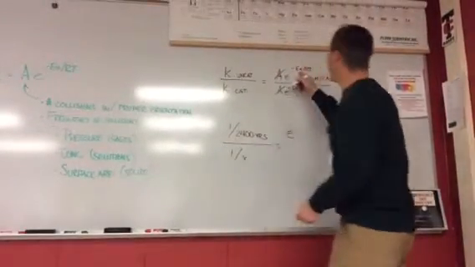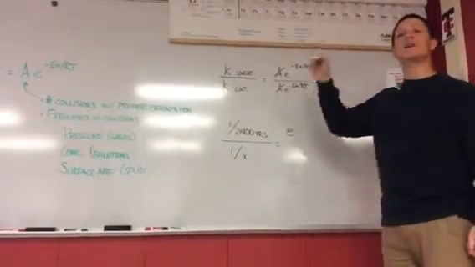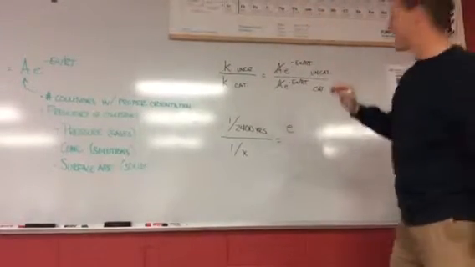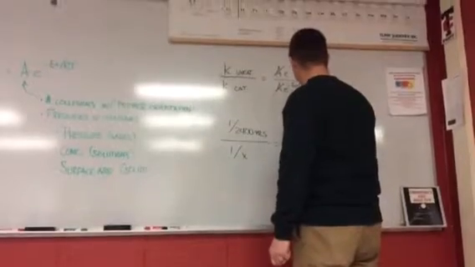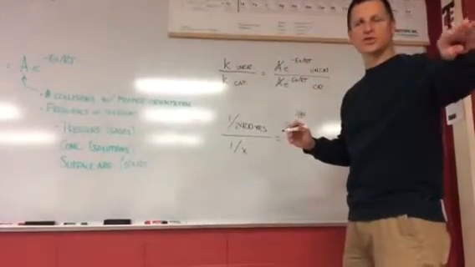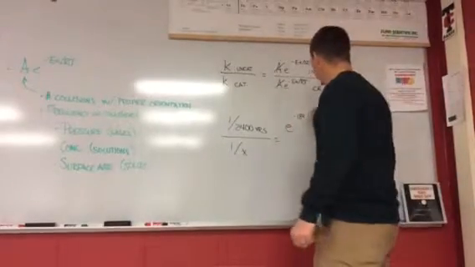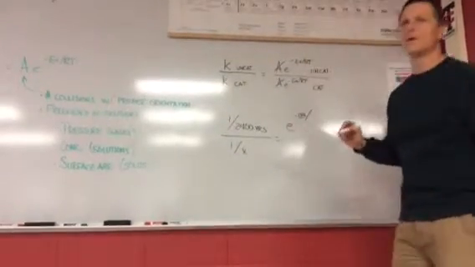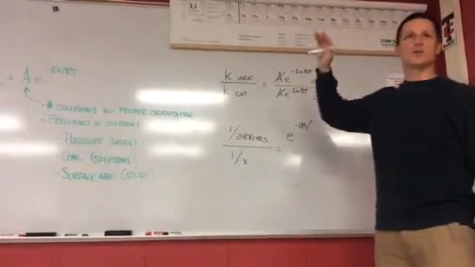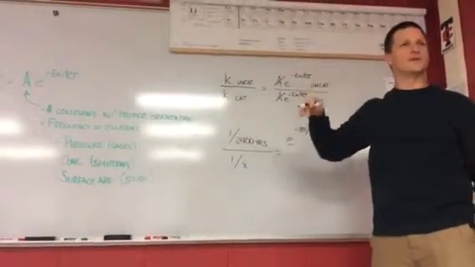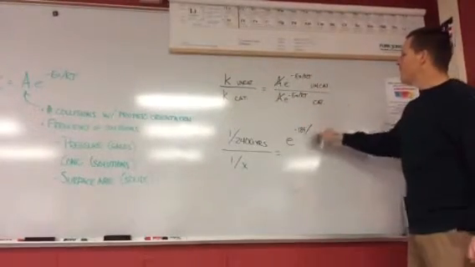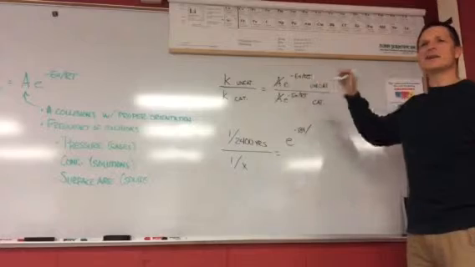Now remember, the numerator has the uncatalyzed, so the activation energy when it was not catalyzed is 184, so it's negative 184. I'm just plugging numbers in. Negative 184 over the RT.